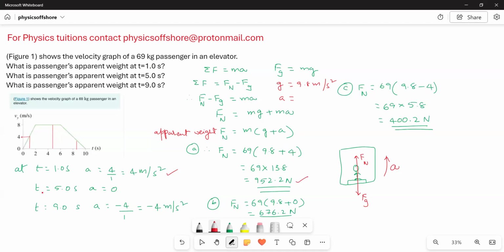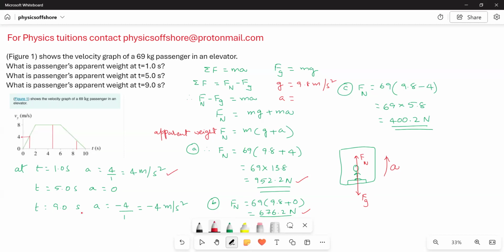Next, when t equals 5 seconds, from the graph we see that the velocity remains the same. There is no change in the velocity. The line is parallel to the x-axis, so the slope is equal to 0. There is no rise at all. Therefore a equals 0, and Fn equals 69 times 9.8, which gives 676.2 newtons. This is the apparent weight when t equals 5 seconds.